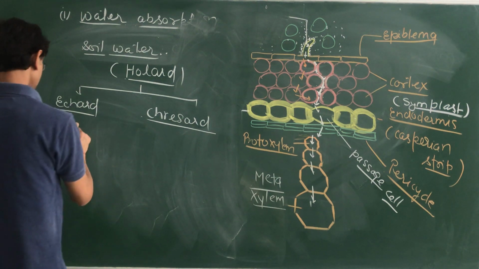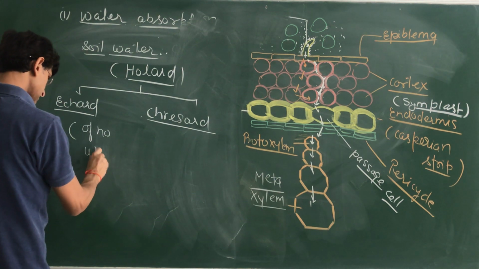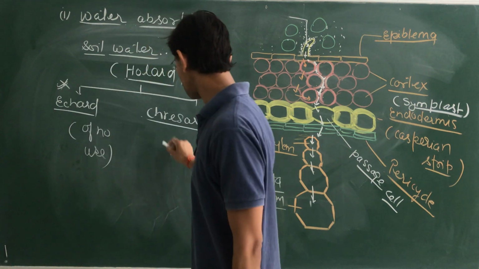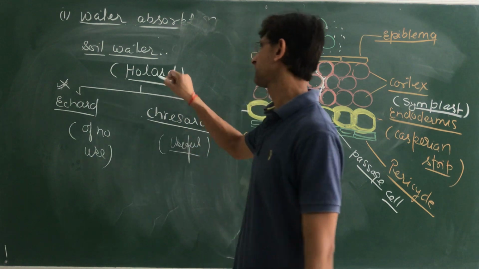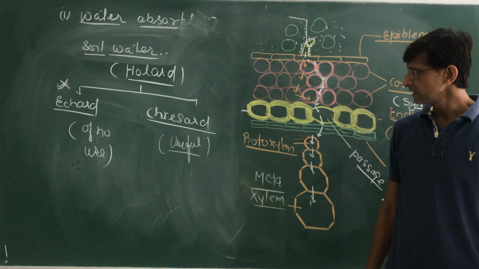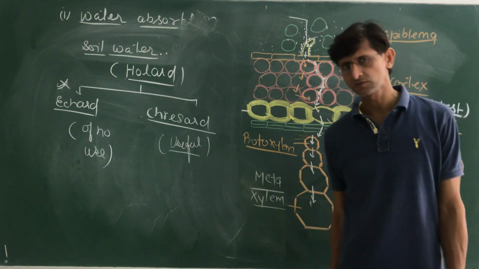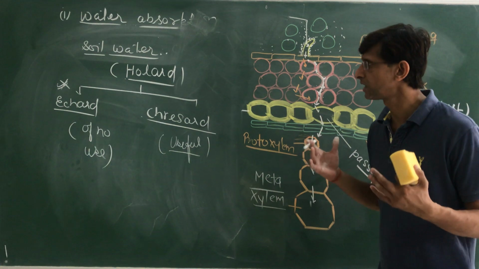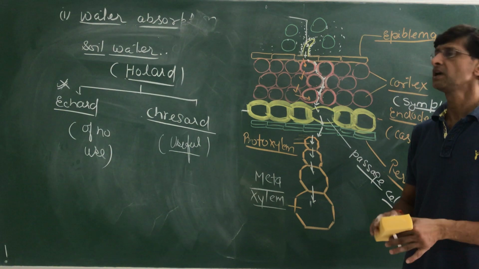The ecard is the water of no use. इस water को plant इस्तेमाल नहीं कर सकते. So this is the useless type. But the cresard is the water of use, the useful type of soil water. So this water can be received by plants. So cresard is the type of soil water which can be received by plants, and ecard is the type which cannot be received by plants, and both collectively are called holard, which suggests the amount of total soil water. So this is all about soil water.